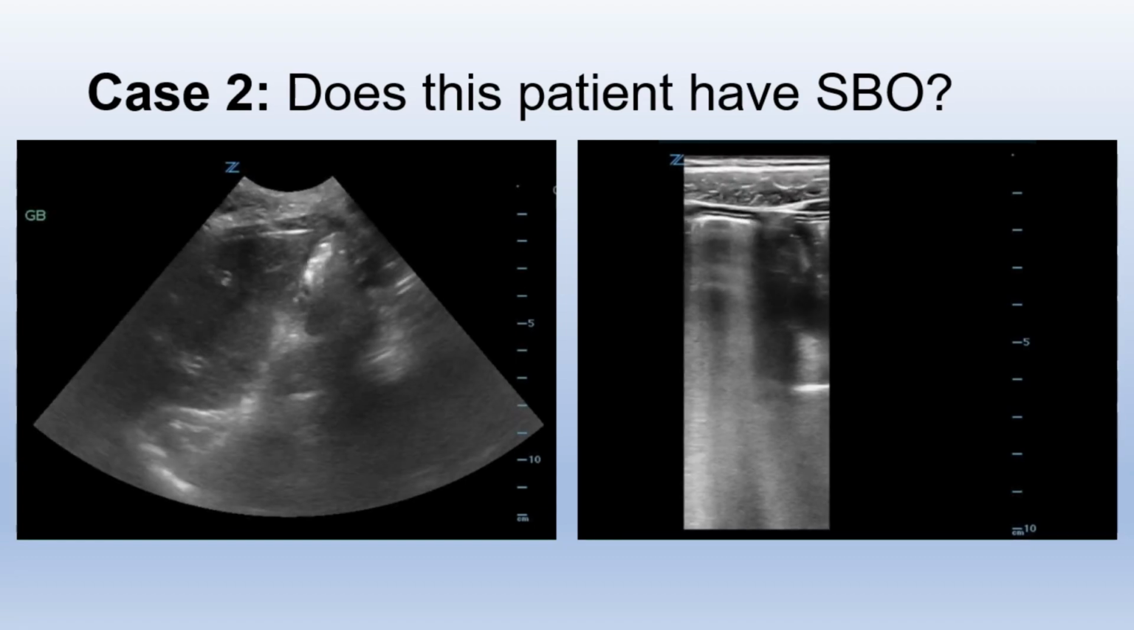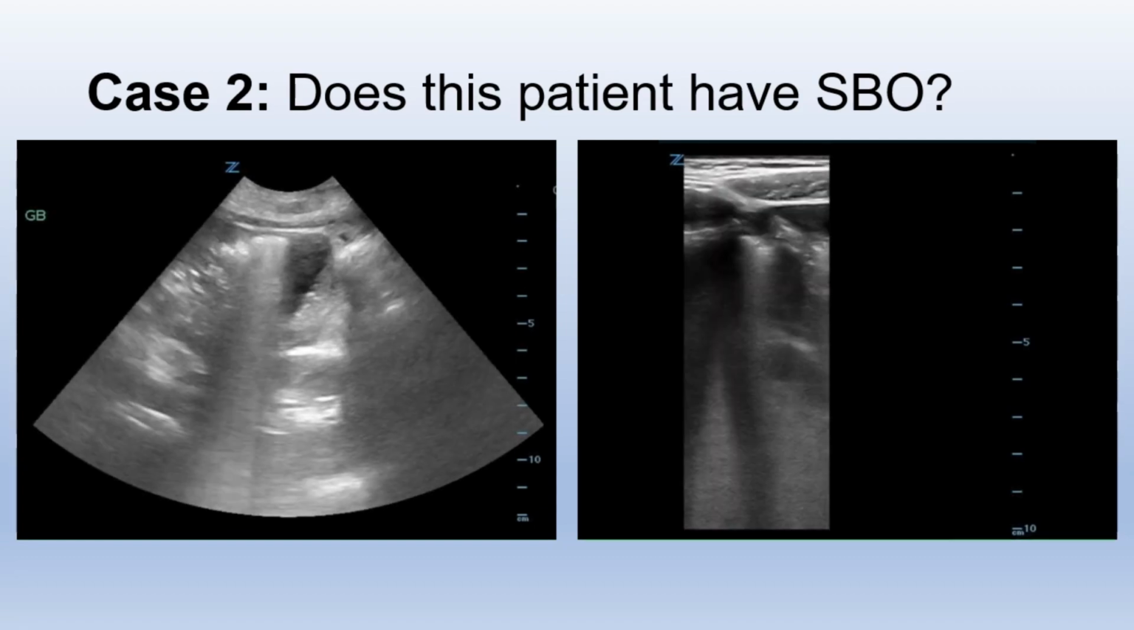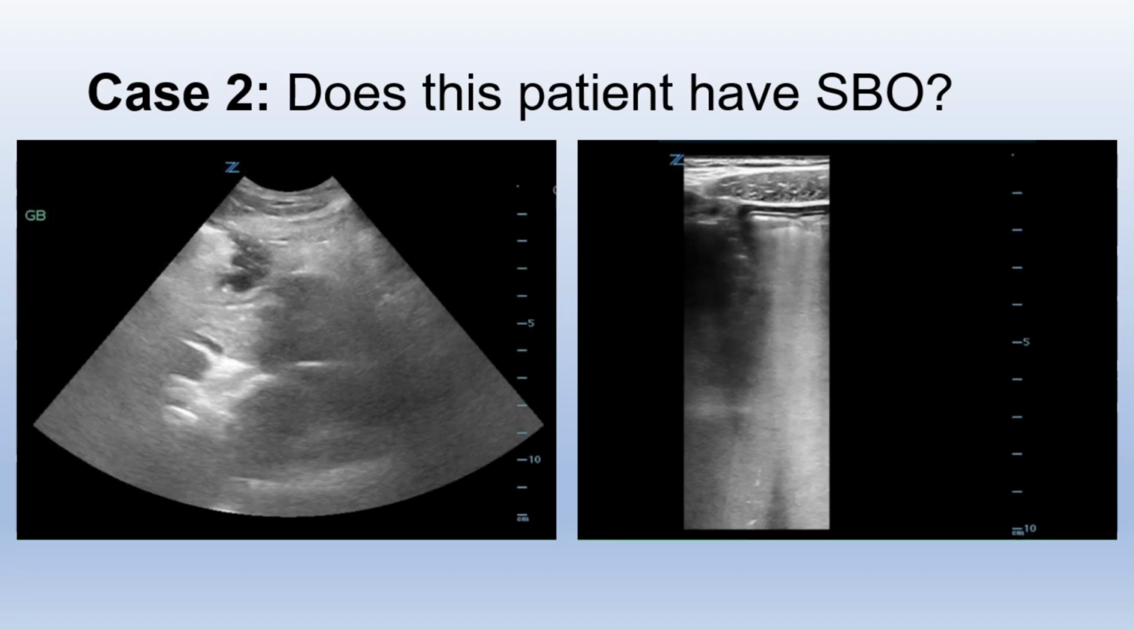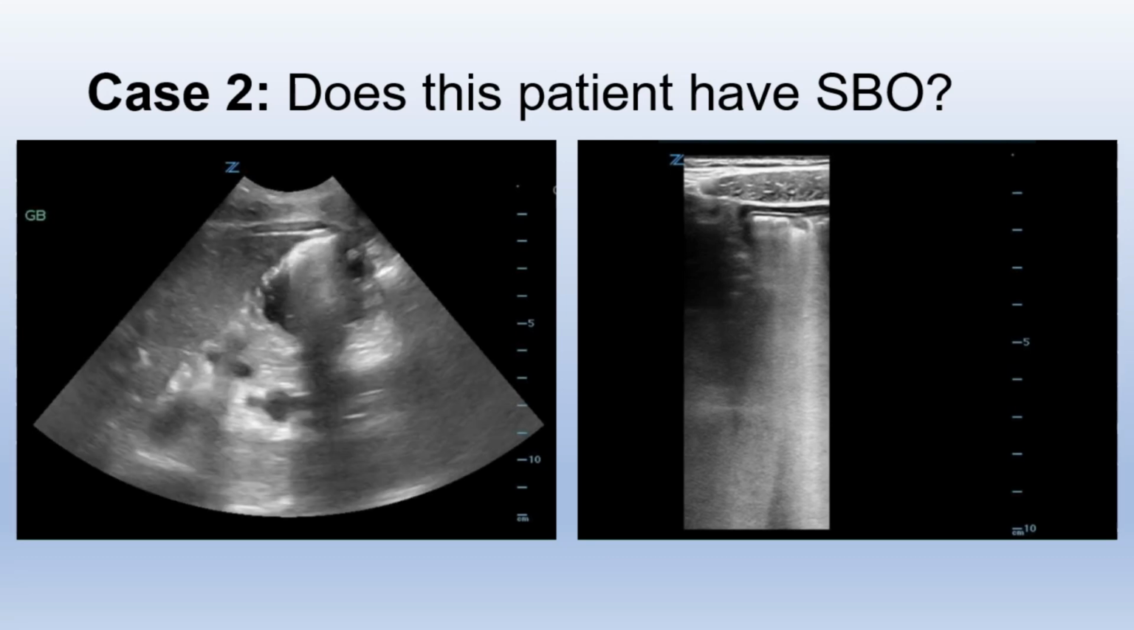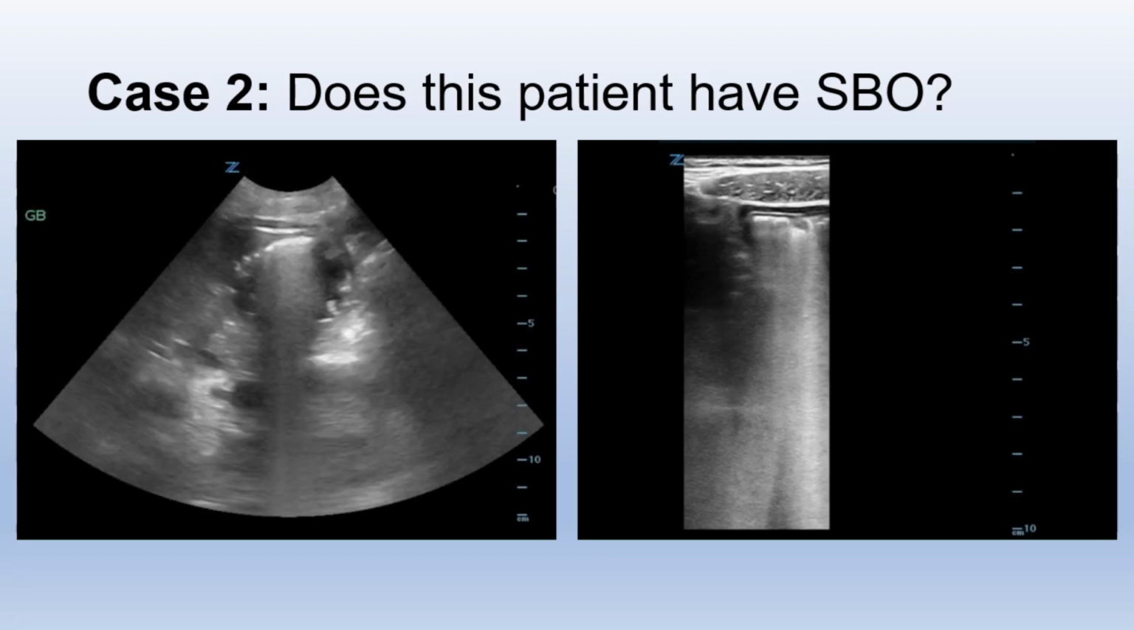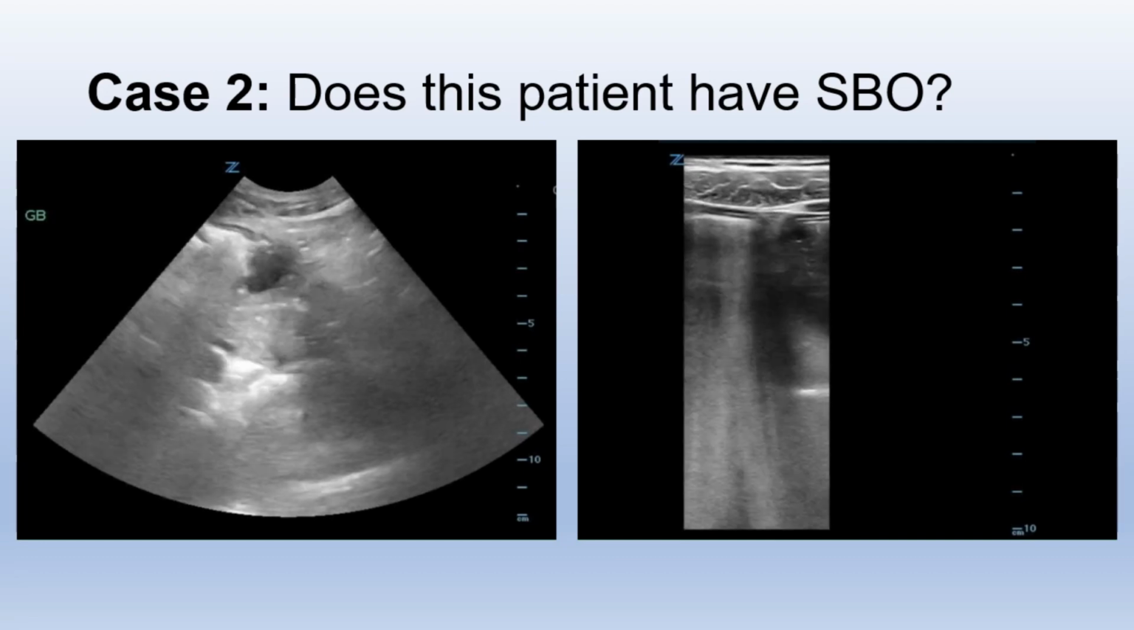Here's the second clip. So does the patient have SBO? No, in fact, this is normal bowel. This is at the level of the duodenum. So what I'm trying to show you is up at the liver. The duodenum is very short. You very rarely see it.